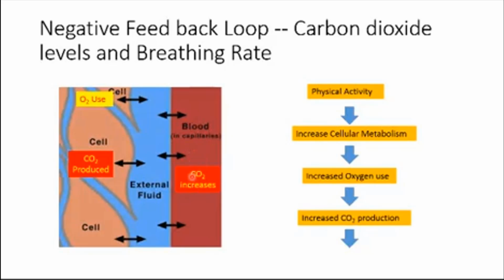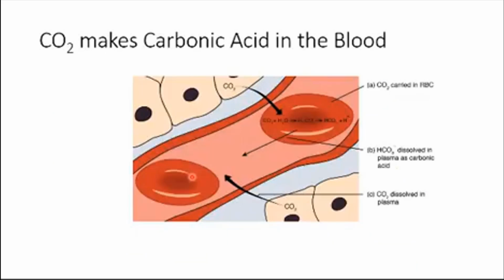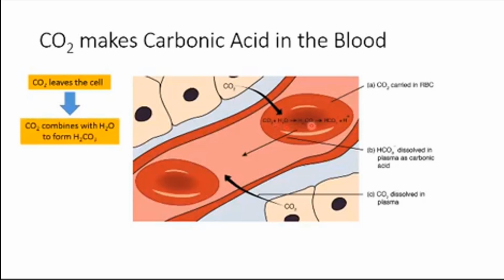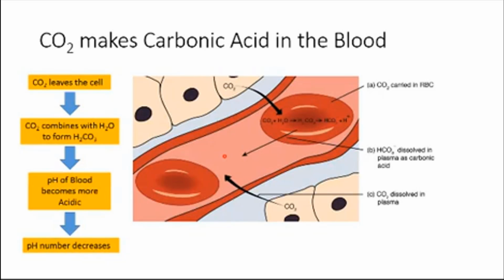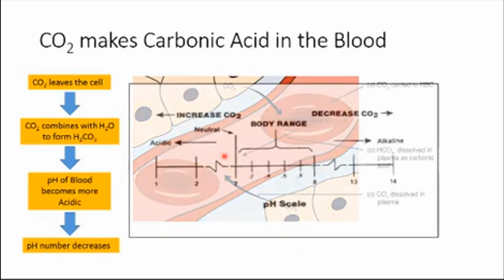And in the blood, CO2 is a waste product. So what happens is we have our CO2 that's leaving the cell and going into the blood, and it combines with water and turns into something called carbonic acid, right, where the H dissociates, and that's the H+. So it makes carbonic acid in the blood. And when carbonic acid is made in the blood, the pH of the blood becomes more acidic, which means that the number actually decreases. So let's look at a chart of that so you can see.